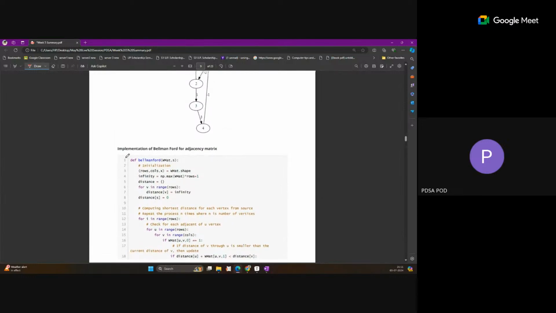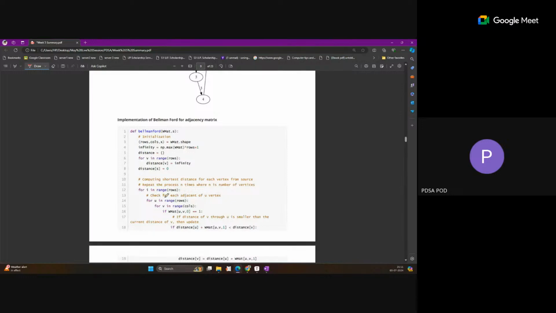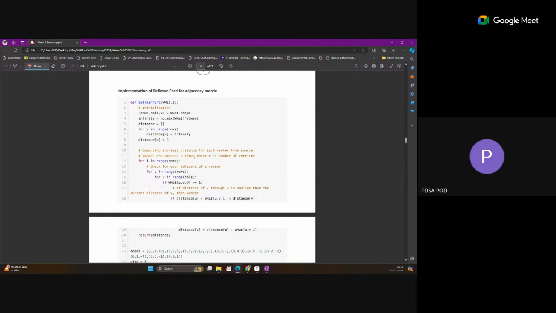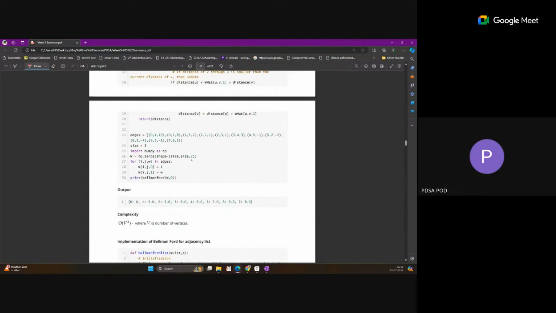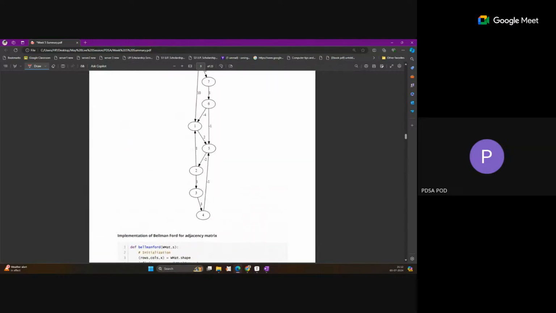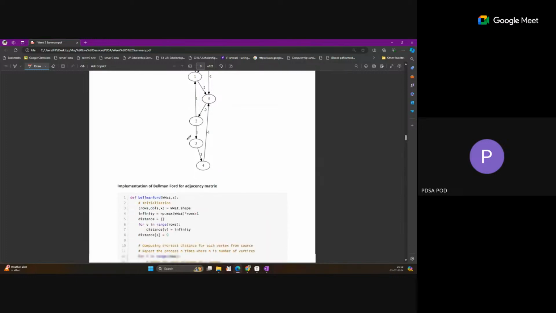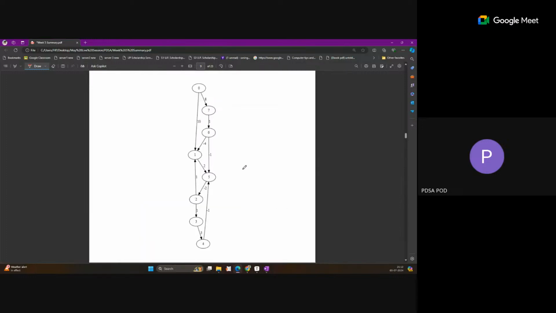So how does the Bellman-Ford algorithm actually work? It takes more time compared to the Dijkstra algorithm, but the implementation is easy. Here you can see we will use three loops: for i in range rows, then for u in range rows, and for v in range columns. So the overall complexity becomes V cubed, if we have a total of V vertices. And this repeats the iteration.